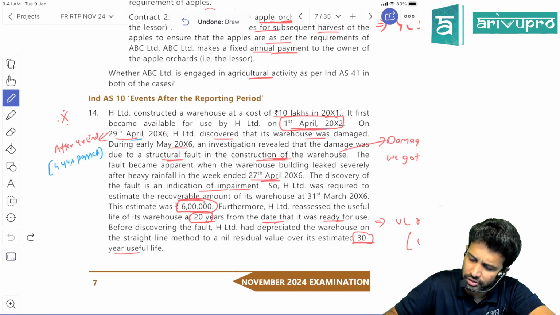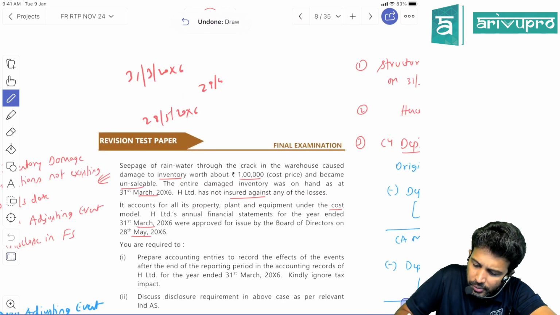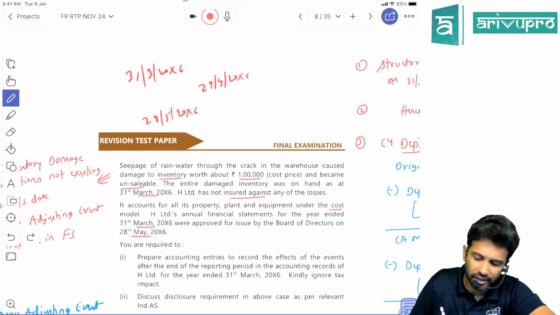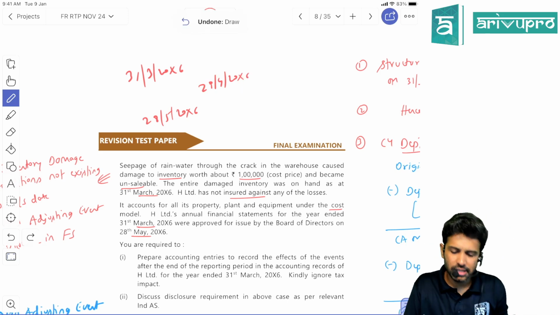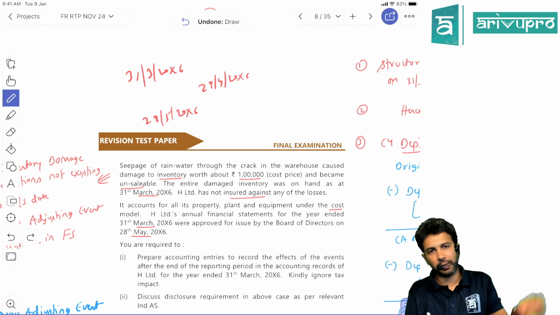This fault you got to know about around 29th April, so we can write this: on 29th April 20x6 you discovered that there is a fault. So is this an event? Yes. Since it's happening before the approval of financial statements, it is an event.